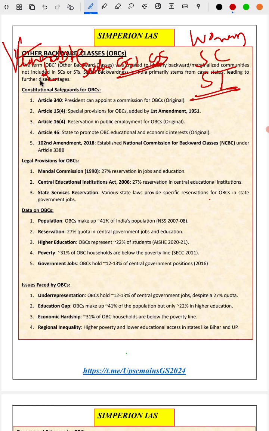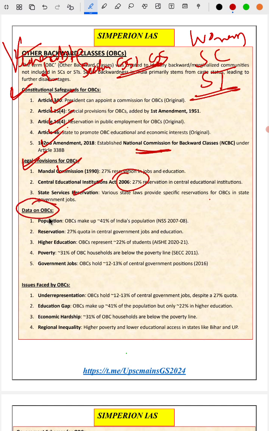Initially we are given a definition of OBC. Then we are given the constitutional safeguards for the OBC. We have covered Article 340, Article 15(4), Article 16(4), Article 46 that deals with the DPSP, and the 102nd Amendment, that is the Constitution of the National Commission for Backward Classes. Then we have covered the legal provisions for the OBC: the Mandal Commission, the Central Educational Institution Act, that is 27% reservation, and reservation in the state services.